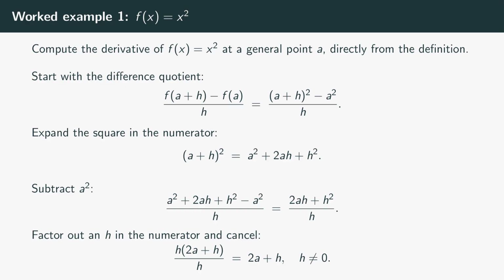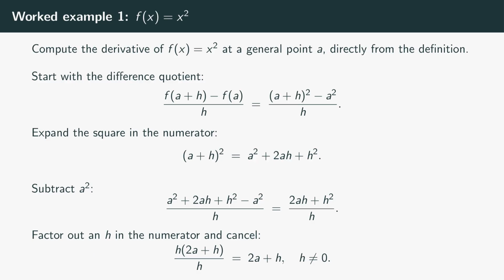Time for an actual derivative. Take f of x equal to x squared, and let's compute its derivative at a completely general point a, using nothing but the definition. The whole point is to watch the machinery move. Start with the difference quotient. f of a plus h minus f of a over h becomes the quantity (a plus h) squared minus a squared, all divided by h.